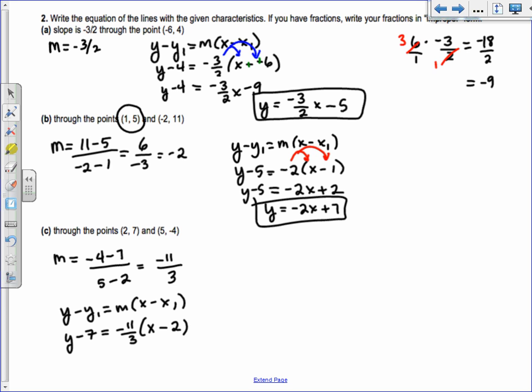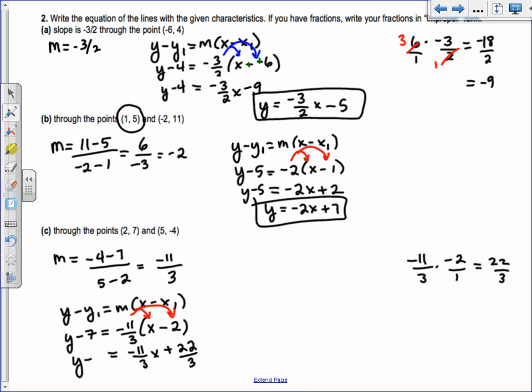All right, I'm ready to distribute. See why in AP Calc it's nice to just leave it like that? And you don't do all the extra work that I'm making you do. That'd be nice. All right, so I'm going to distribute. I have negative 11 over 3 x, and then negative 11 over 3 times a negative 2, so I get 22 over 3, right? So I'm going to have plus 22 over 3, which I like as an improper fraction instead of a mixed number.